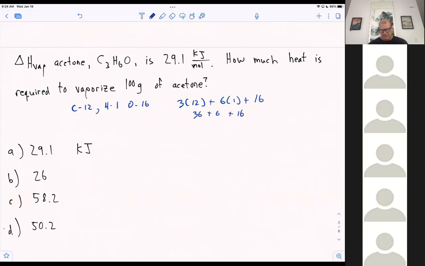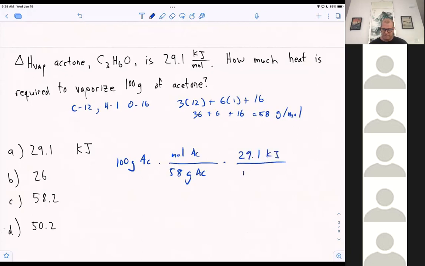So let's see here, that's 42. I'm seeing two people are going for D. I'm gonna try and give you guys a few more hints. So you have 100 grams of acetone. I'm gonna put acetone there. So mole acetone to 58 grams. Ask, am I doing that right? So that's 42. Yeah, that's right. And then by the units, 29.1 kilojoules per mole.